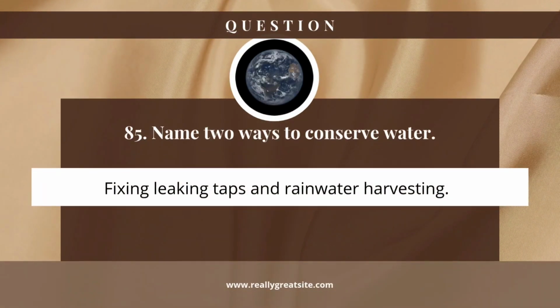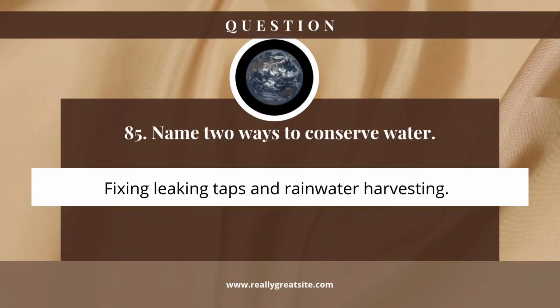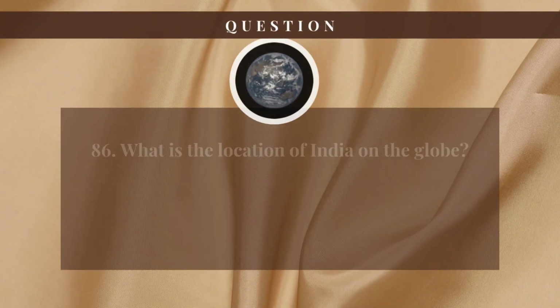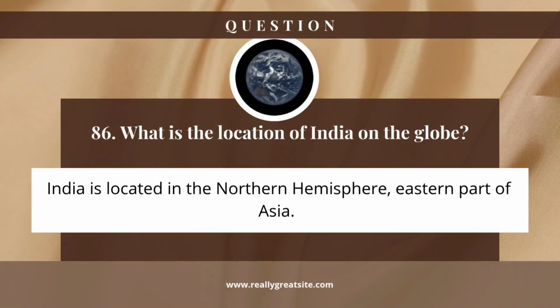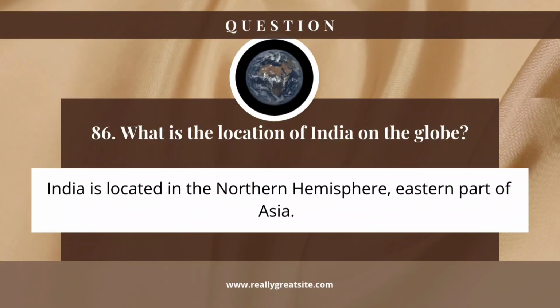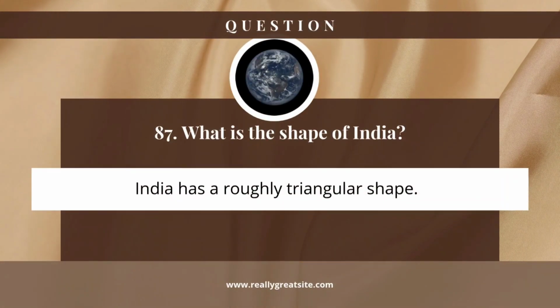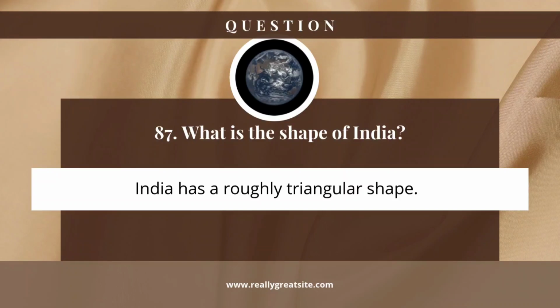85. Name 2 ways to conserve water. Answer: fixing leaking taps and rainwater harvesting. 86. What is the location of India on the globe? Answer: India is located in the northern hemisphere, eastern part of Asia. 87. What is the shape of India? Answer: India has a roughly triangular shape.